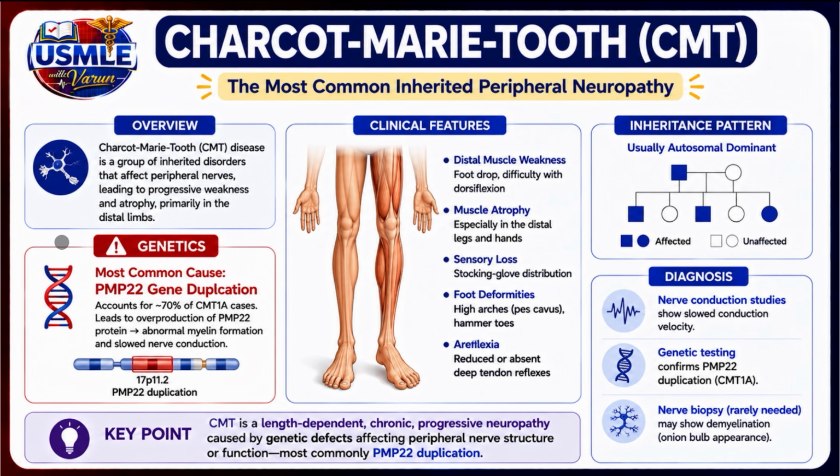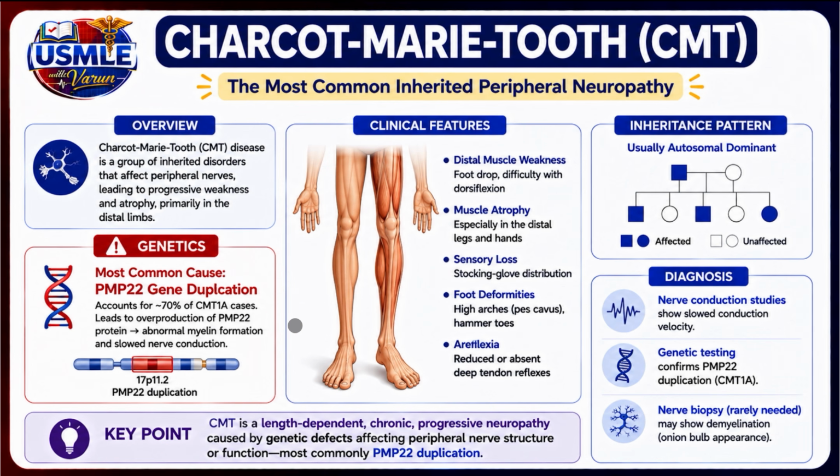Charcot-Marie-Tooth disease is the most common inherited peripheral neuropathy. It is usually caused by duplication of a gene involved in myelin structure, leading to progressive nerve dysfunction. So, CMT is a group of inherited disorders that affect the peripheral nerves, and this leads to progressive weakness and atrophy primarily in the distal limbs.